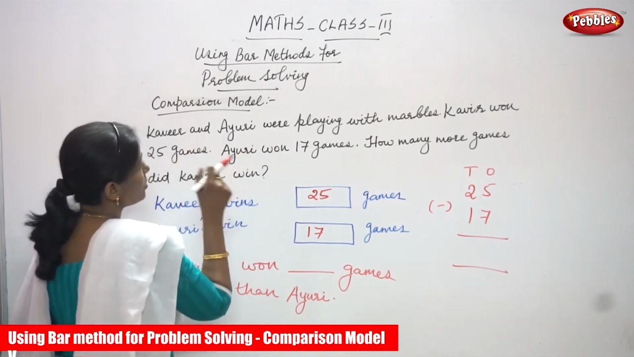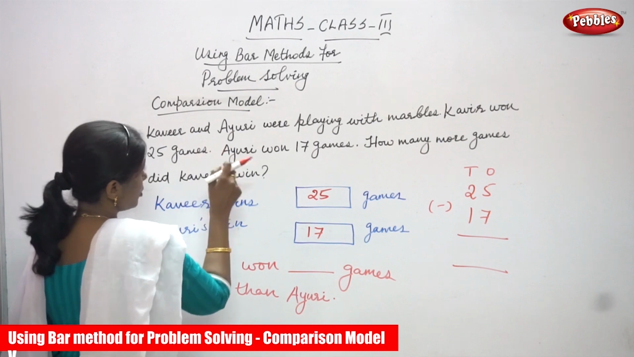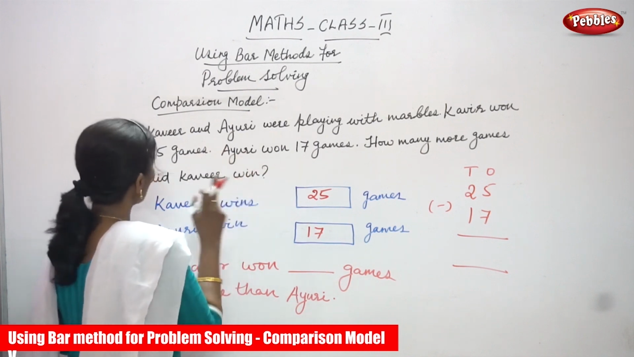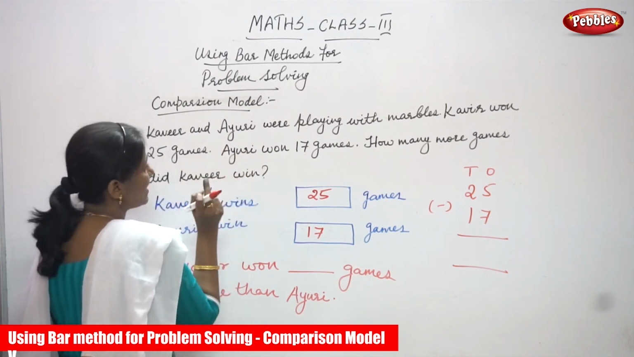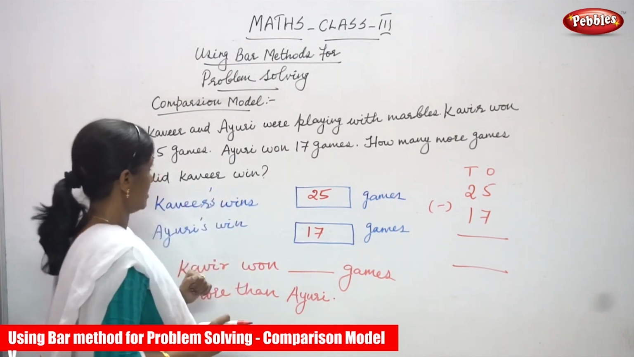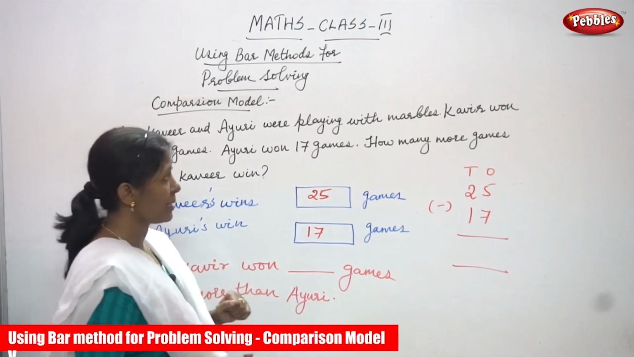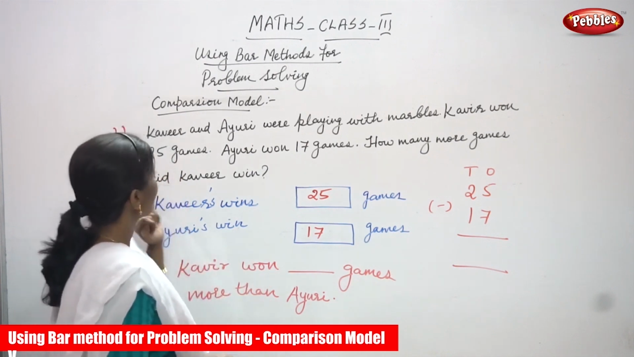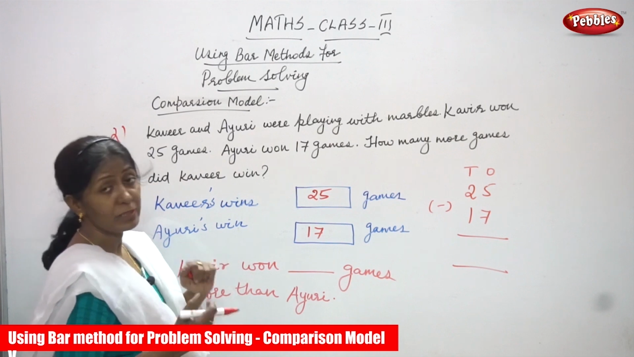So Kavir and Ayuri were playing with marbles. Kavir won 25 games. Ayuri won 17 games. How many more games did Kavir win? This is the question. So it means both, Kavir and Ayuri, are playing with marbles.